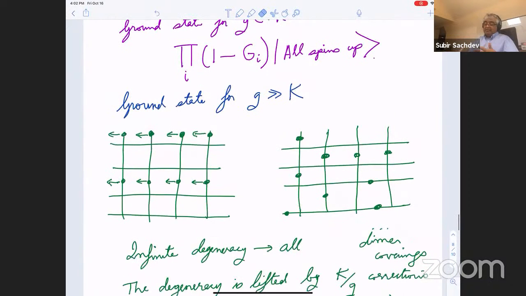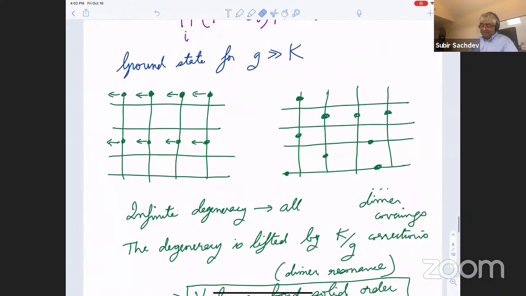Okay, now these states are all degenerate at K equals 0. So now you've got to do perturbation theory in K over G. And that's a complicated business. I won't go into it.